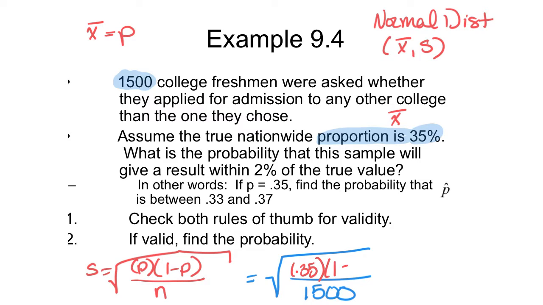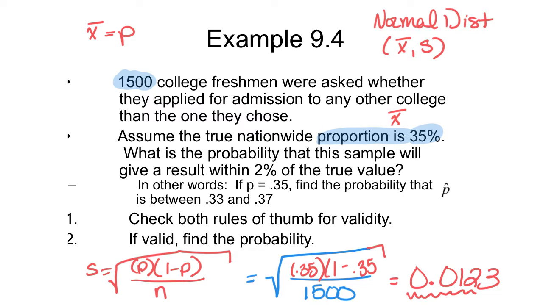and the difference, 1 minus 0.35. When you put that into a calculator, you do get a standard deviation of 0.0123. You can round this to 3 decimal places or 4 decimal places. In Math 4, we typically round to 3 decimal places.